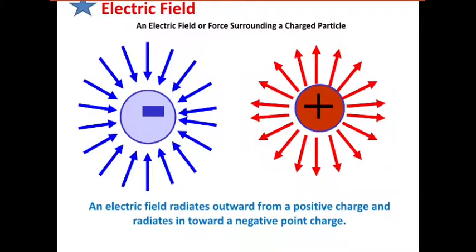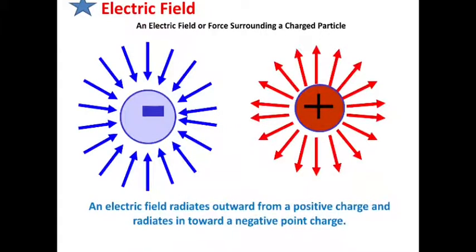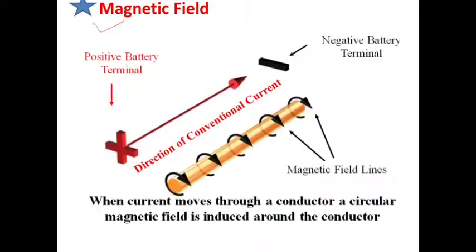Okay, then we will see what is the magnetic field. Both are very important terms for electricity, because without these two fields, electric field and magnetic field, there is no existence of electricity. A magnetic field is a vector field that describes the magnetic influence on moving electric charges, electric currents and magnetized materials.